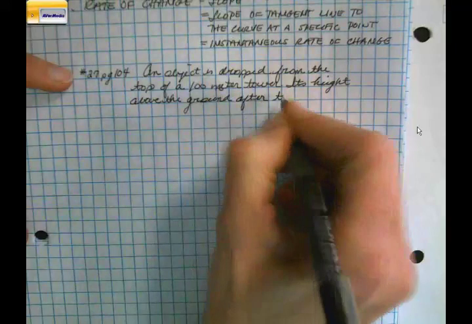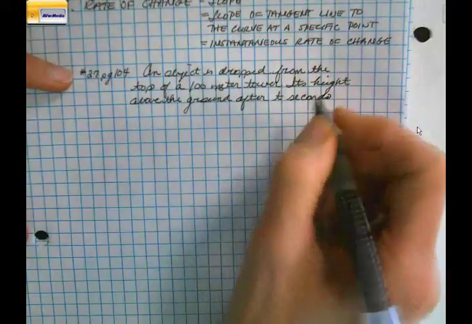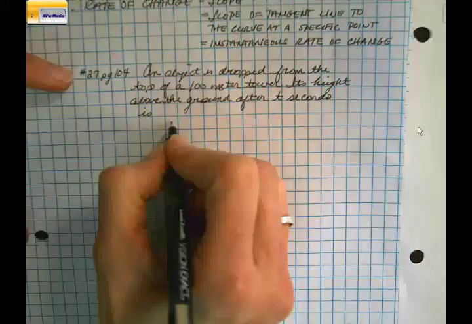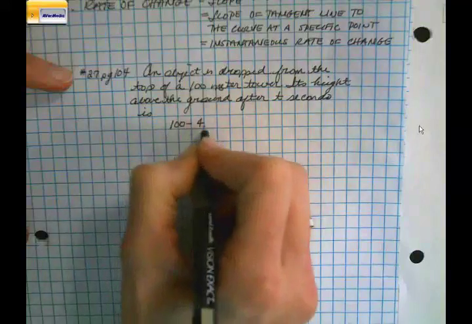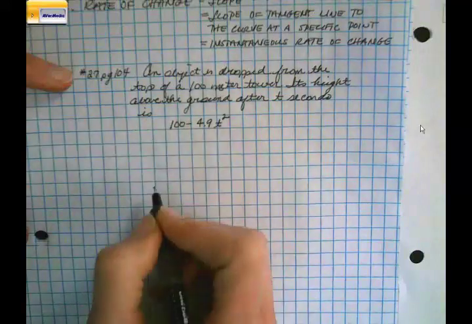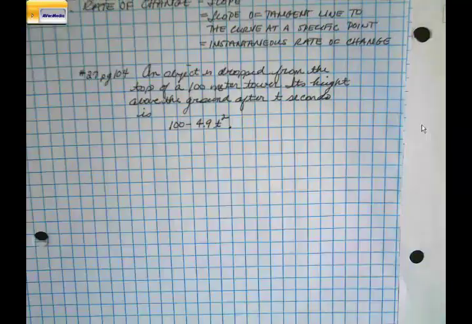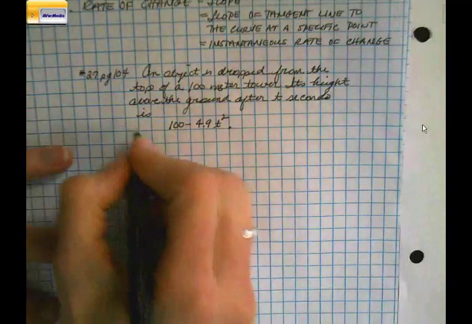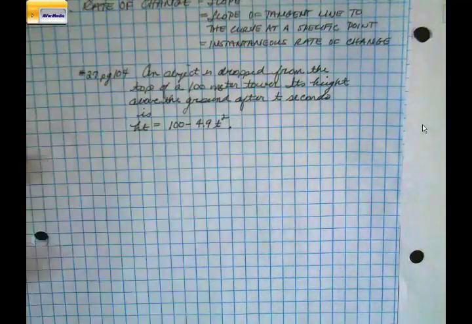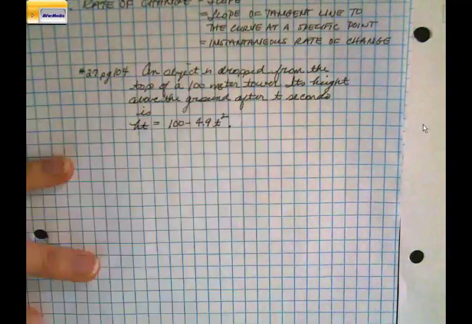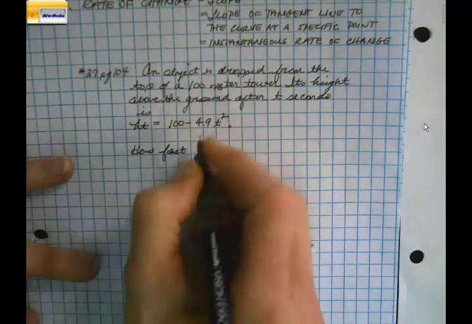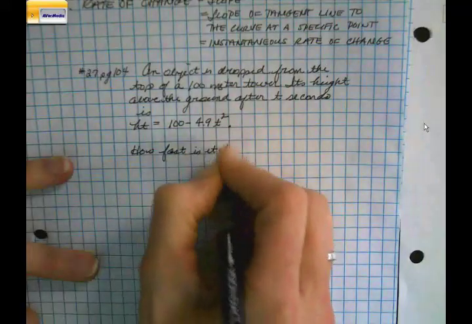after t seconds is determined by the following function, which is 100 minus 4.9 t squared. So we can find the height of the object by using that expression 100 minus 4.9 t squared, where t is the number of seconds it's falling. If you want to, you can put height h(t) equals, so that it has a little better understanding. So then the question finally is, how fast is it falling?